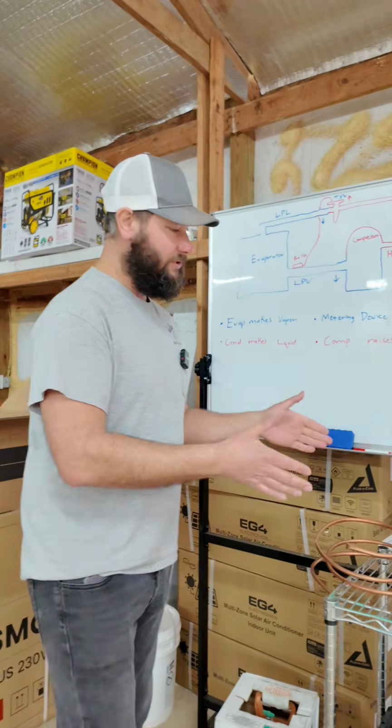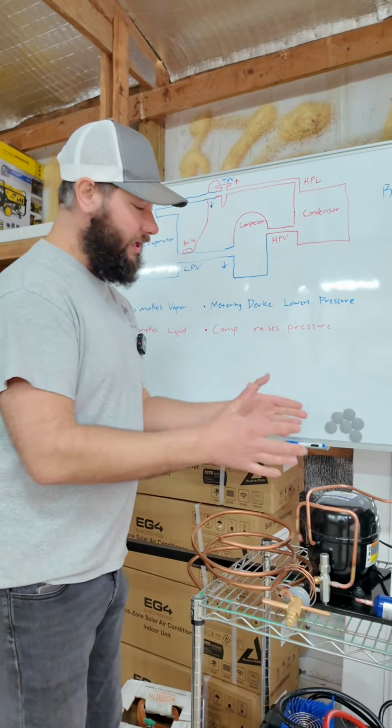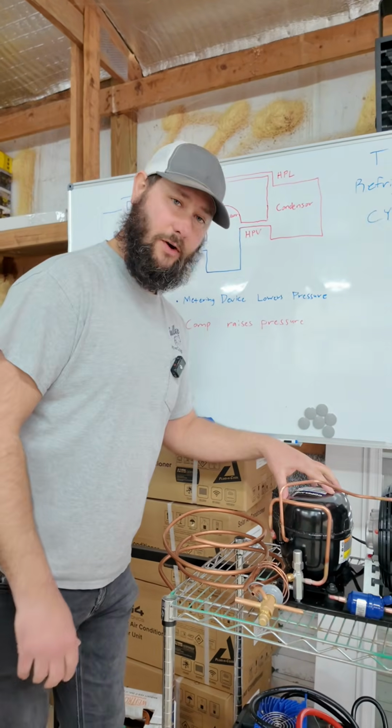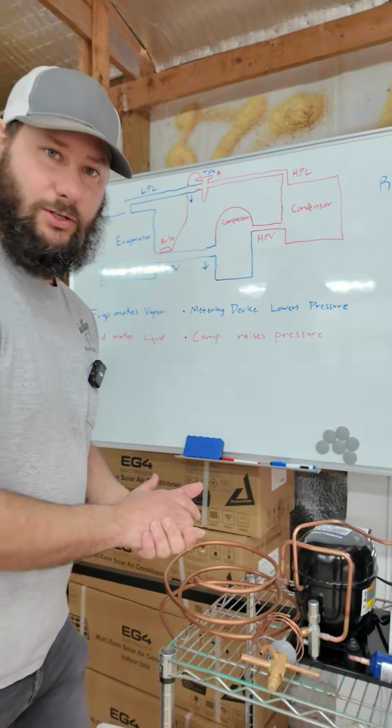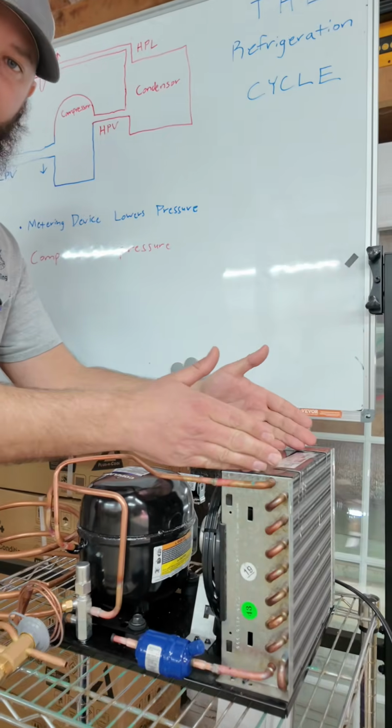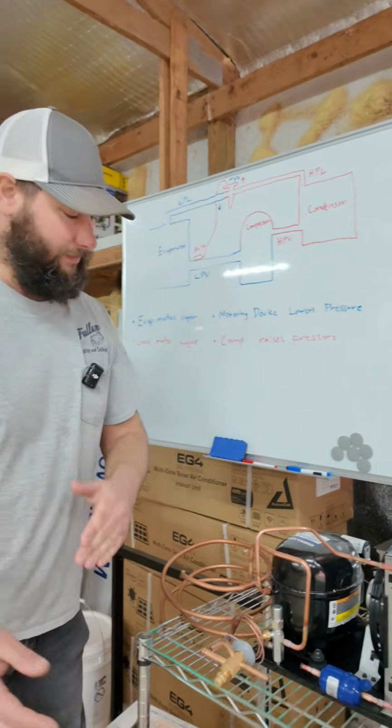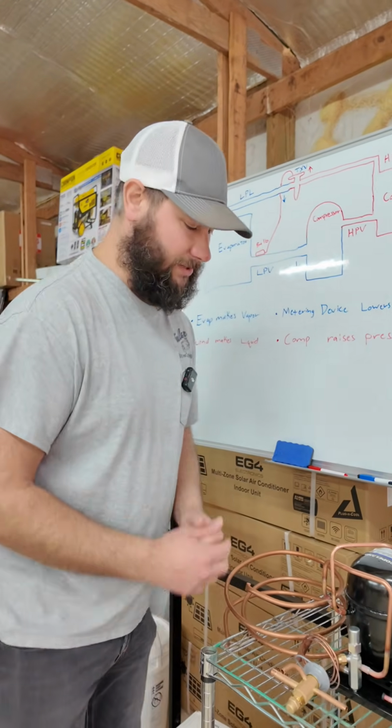Let's go. First, let's identify each component in the refrigeration system. The first component is the compressor. What does the compressor do? It raises the pressure. Next, we have the condenser. The condenser makes liquid. Vapor goes in, liquid comes out.